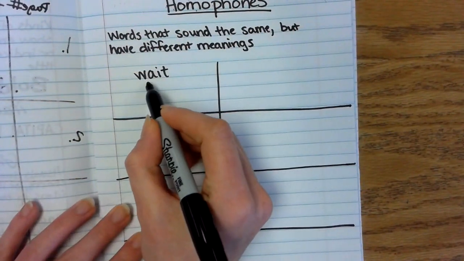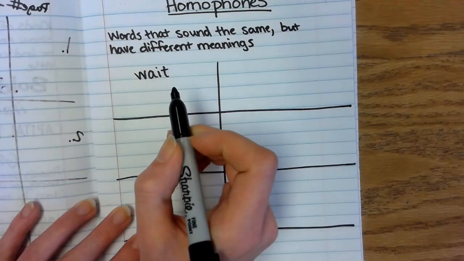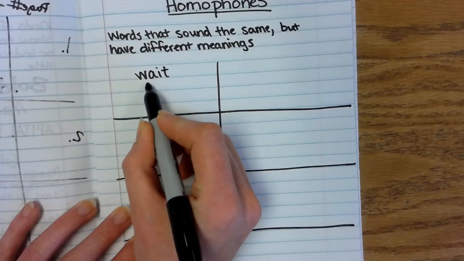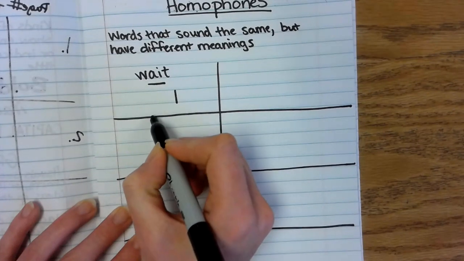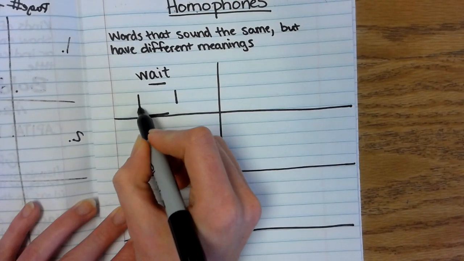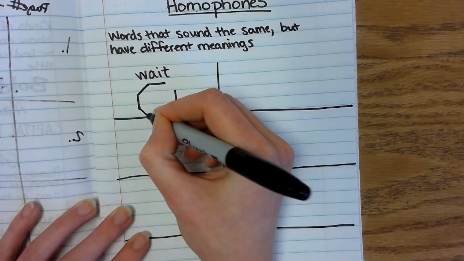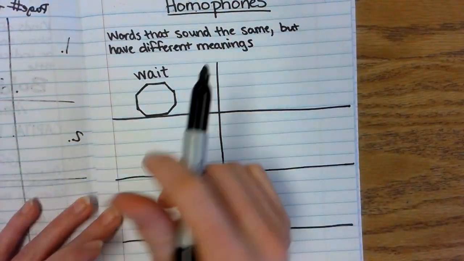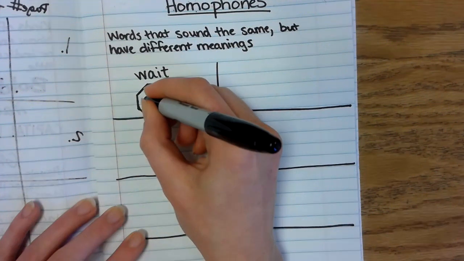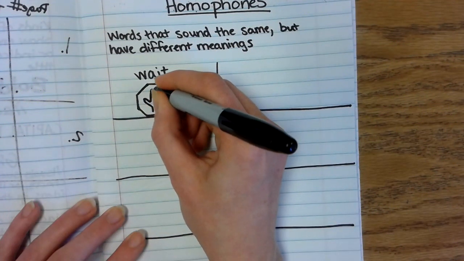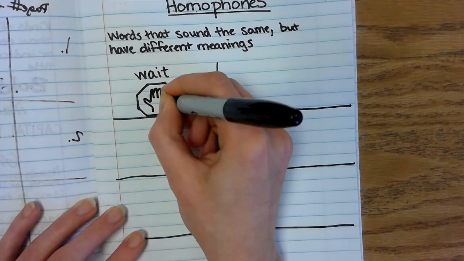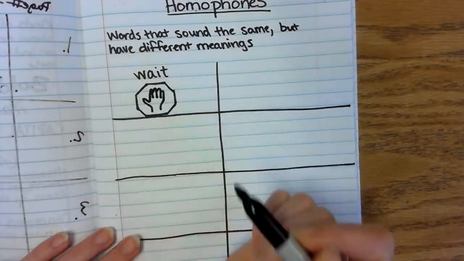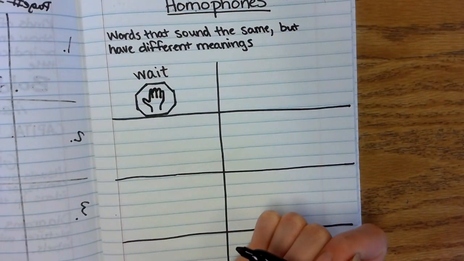Stop signs are hexagons, which means they have 6 sides, right? Or is it an octagon? I think it's an octagon. An octagon has 8 sides. So let's draw an octagon with 8 sides. It's a stop sign. And then a hand in the middle. Drawing pictures helps me remember what that specific word means.